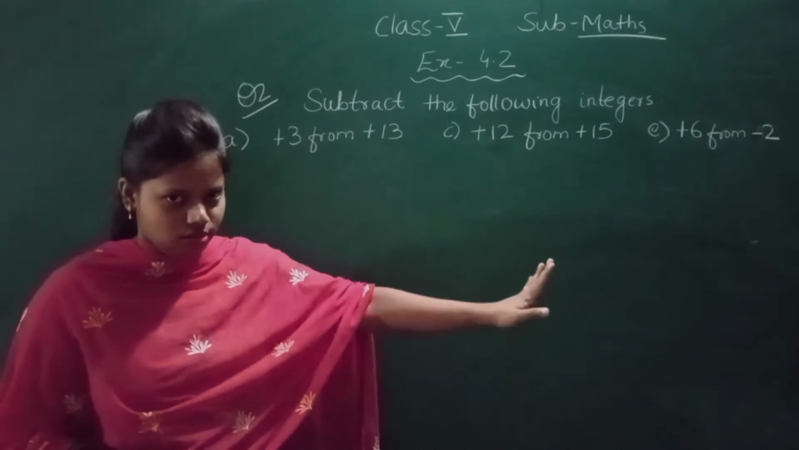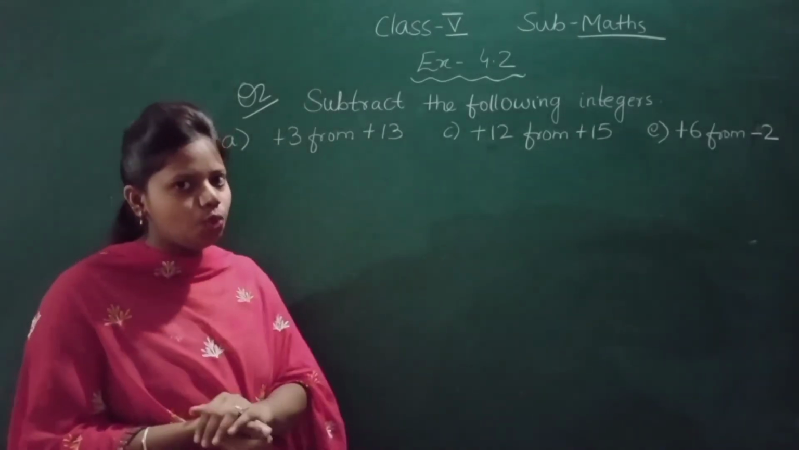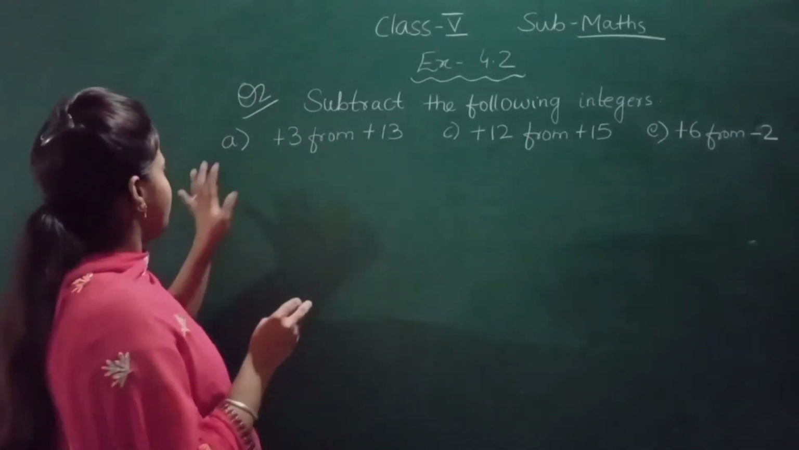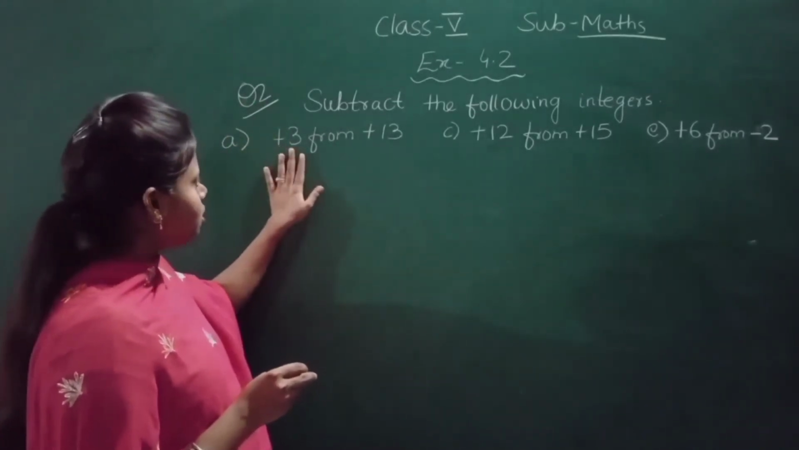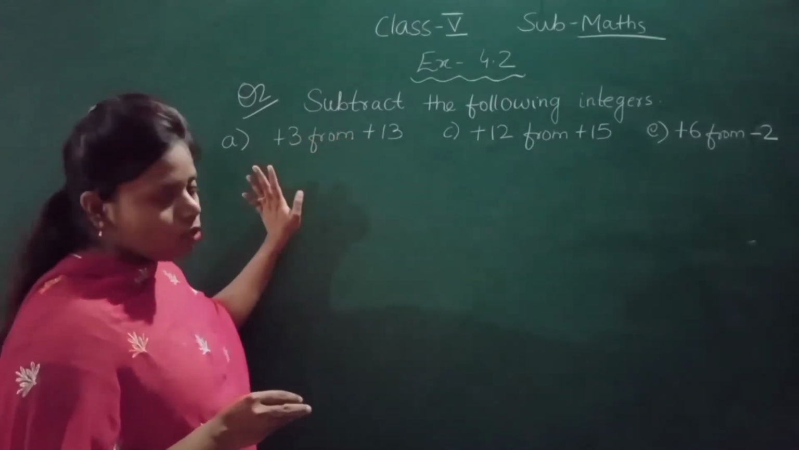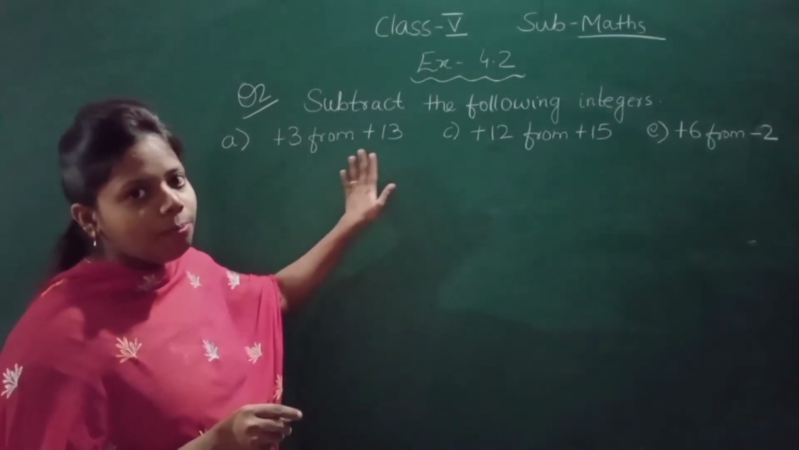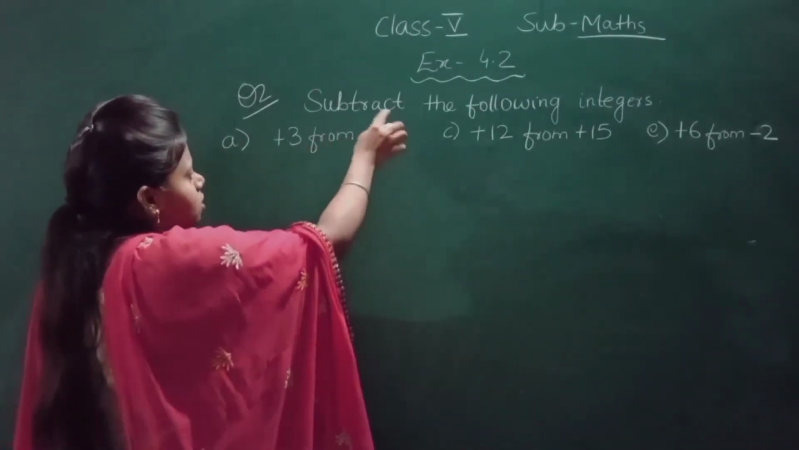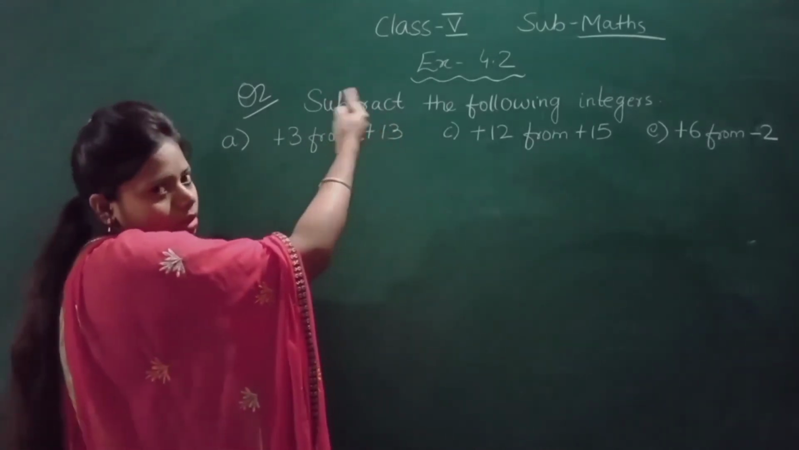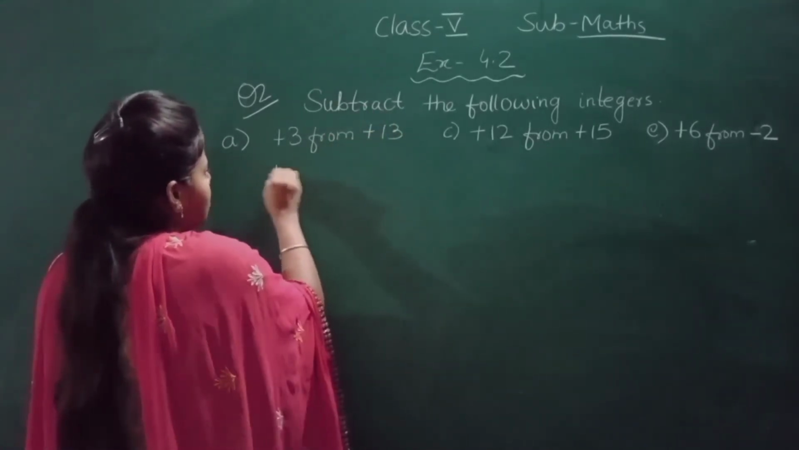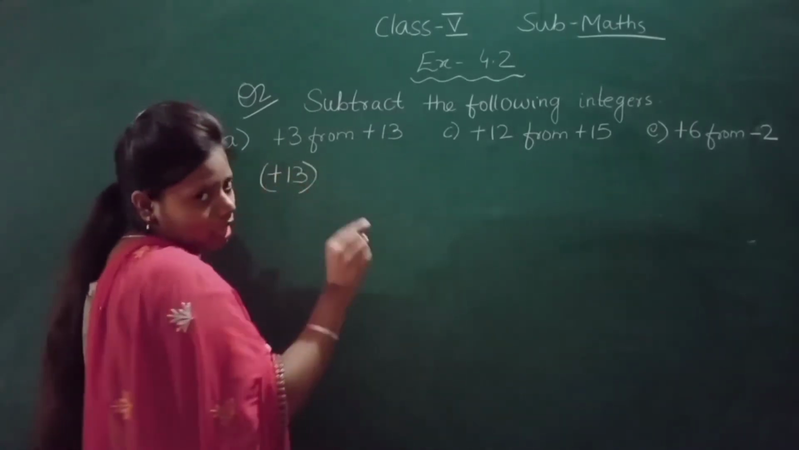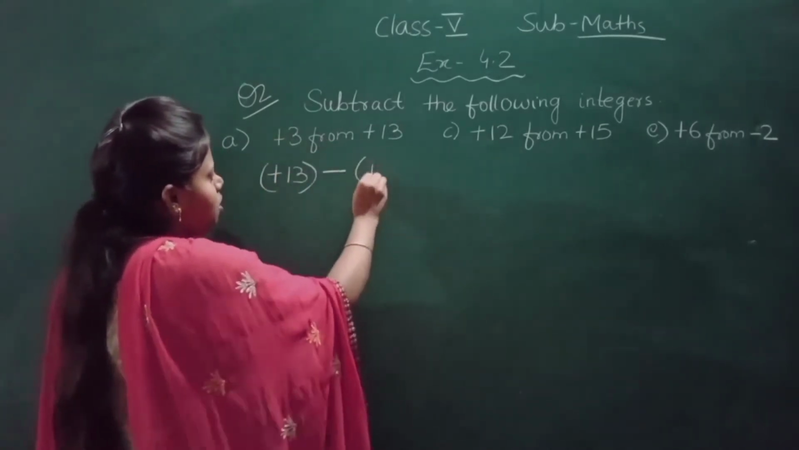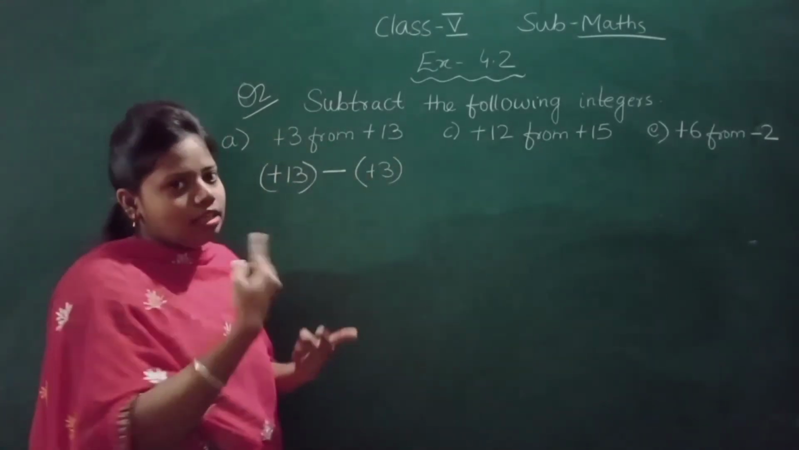Subtract the following integers. I have written 3 questions to show you how to subtract. Let's do them one by one and step by step. Question number 2a: subtract plus 3 from plus 13. From means the number at the back we will write first, so plus 13 we write first, with the sign. Then we put the minus sign, and then plus 3.